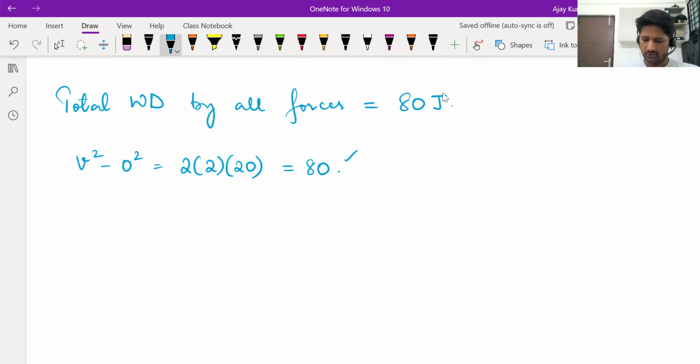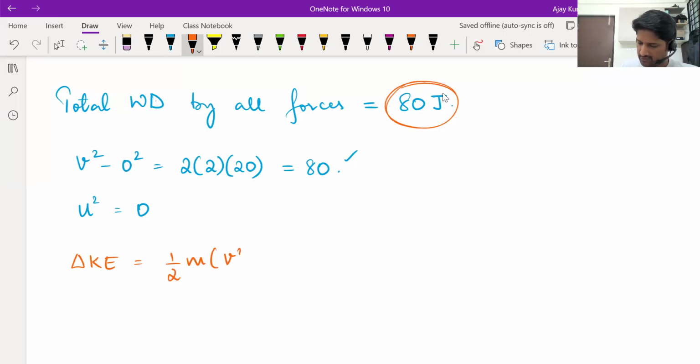Initial velocity was 0. U square is 0. V square is 80. Now we want to check whether the total work done is equal to the change in kinetic energy of the block or not. We got total work done by using the definition of work. Now we will calculate change in kinetic energy. And how is that done? Half m, final V square minus initial U square.